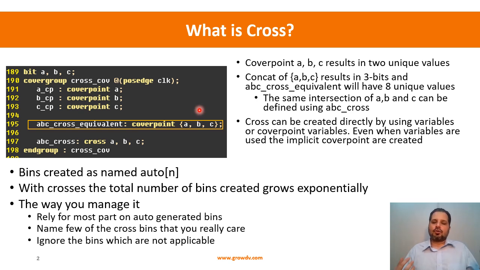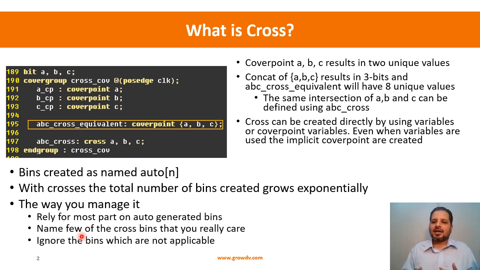So this way, when you cross multiple variables together, the total number of bins created in the cross can grow very quickly. So what you need is a way to manage them, right? So the typical way we go about managing bins for a cross is that for the most part you rely on the auto generated bins, and then you name a few of the bins if you really care about them, but most of the time you tend to create ignore bins. Okay, so we will look at this. So you let everything be created and then you exclude pockets of it instead of including.